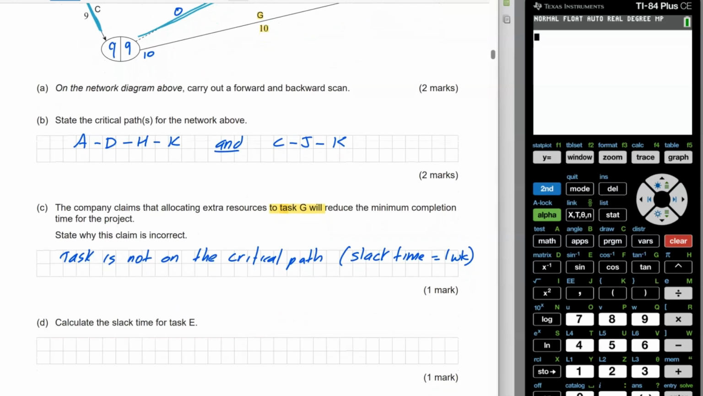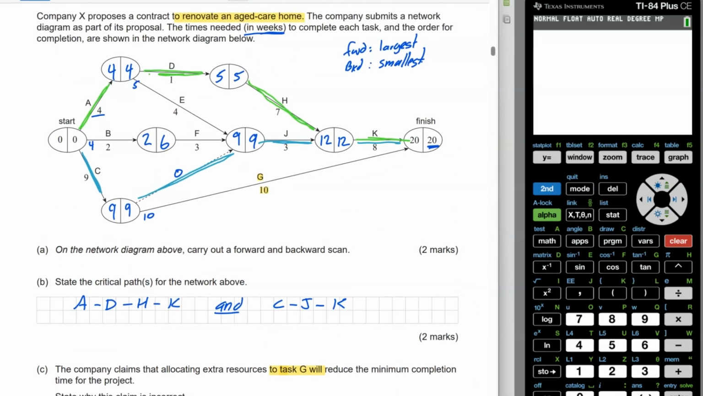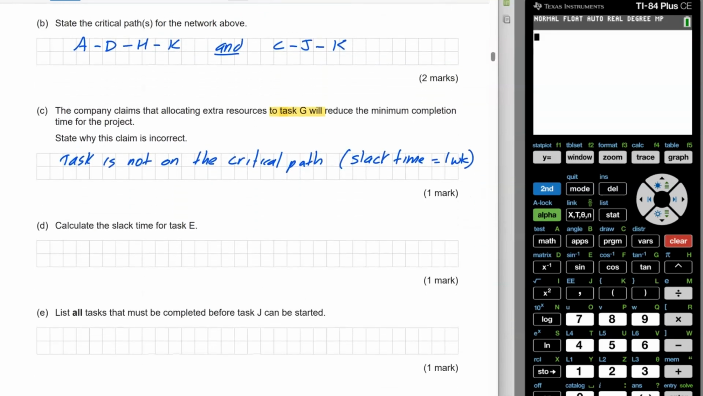Okay, so then it says calculate the slack time for task E. And so if we come up to task E, where are we? We're just here. We need to look at the difference between these two numbers, so the earliest start time and the latest start time for task E, and we can see that we've got 5 take 4 here, which is going to equal 1 week. So that's what we're going to write down here in part D. So slack time is equal to 5 minus 4, which equals 1 week.